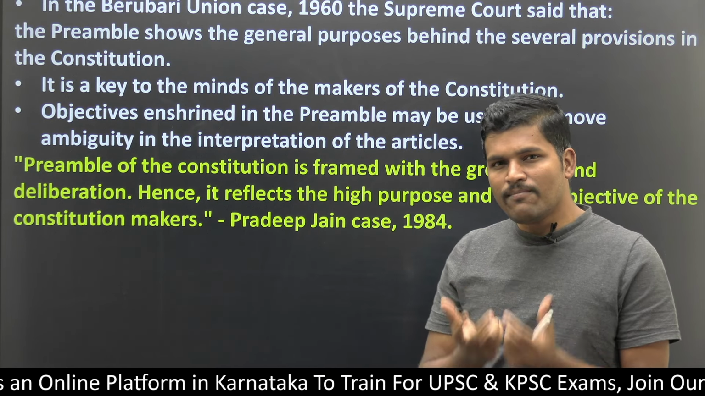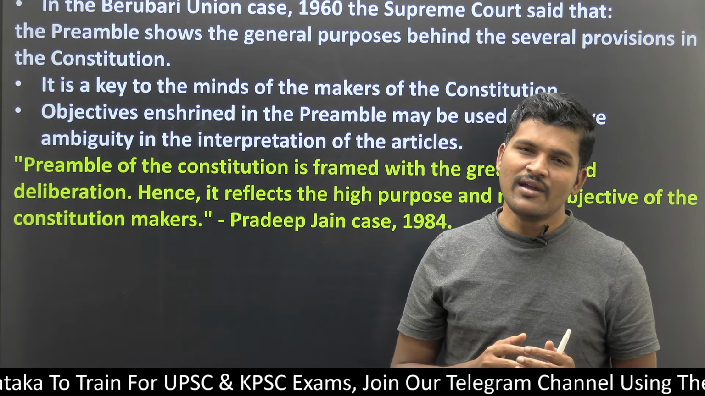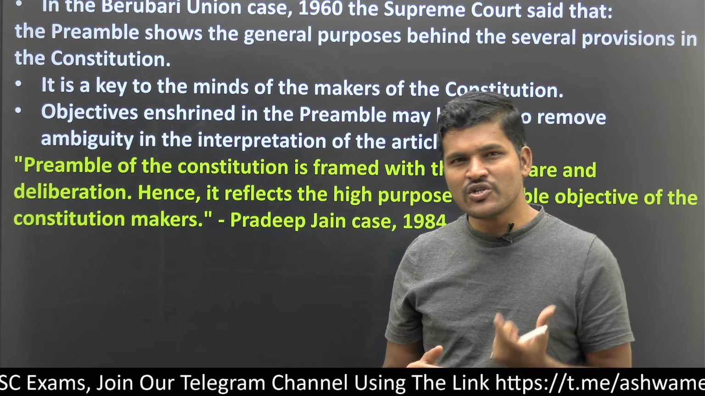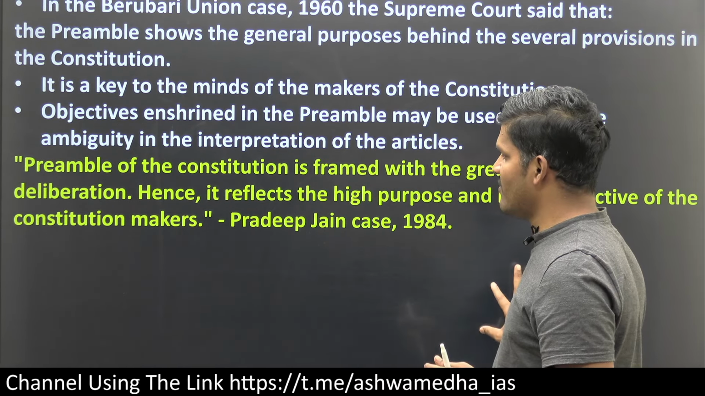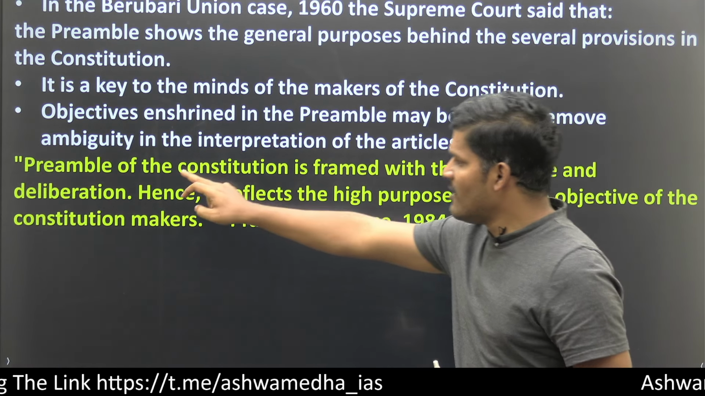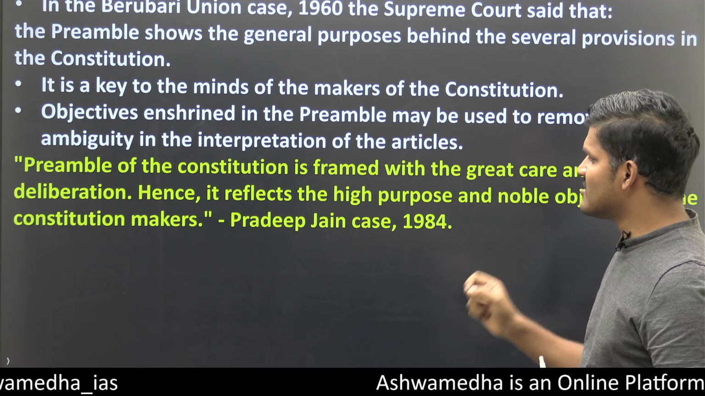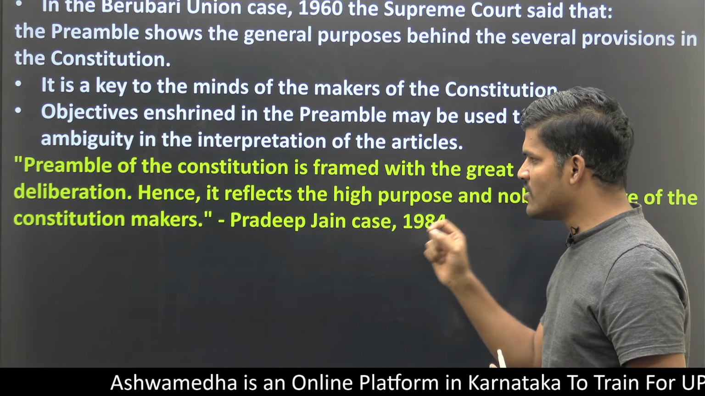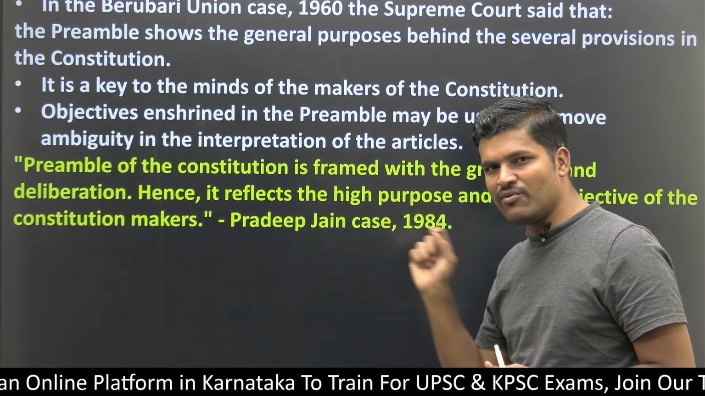The most important components are showcased in the preamble. That's why, when compared to FR, FD and DPSP, the preamble shows the clear reflection of the constitution makers' mindset. Fine. So the preamble of the constitution is framed with great care and deliberation, hence it reflects the high purpose and the noble objectives of the constitutional makers. In the Pradeep Jain case in 1984, the Supreme Court opined about the preamble.